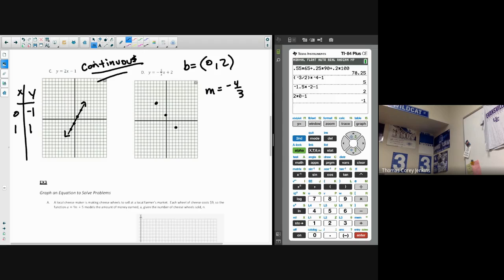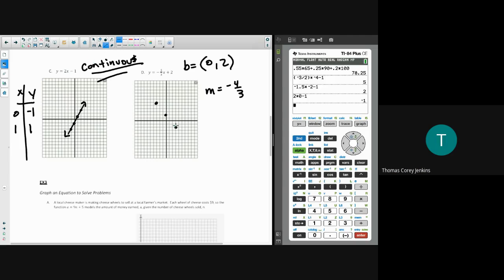Just make sure for those discrete graphs, like the first couple examples there, that you get the points that they are looking for and that you don't connect the dots. All right, so that's that.